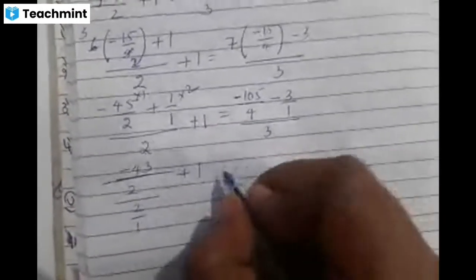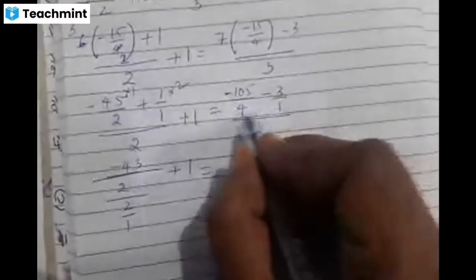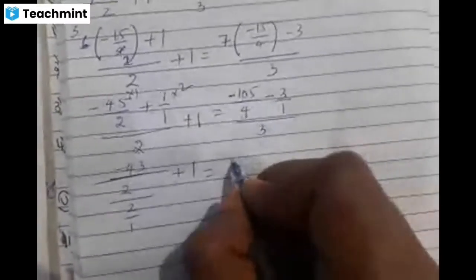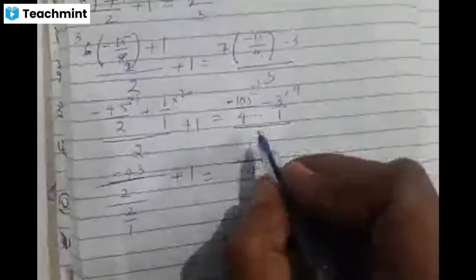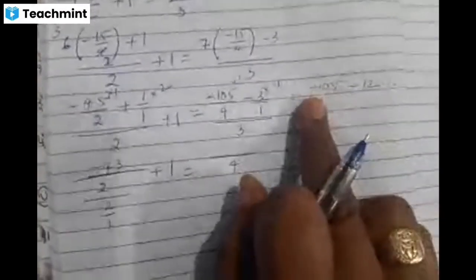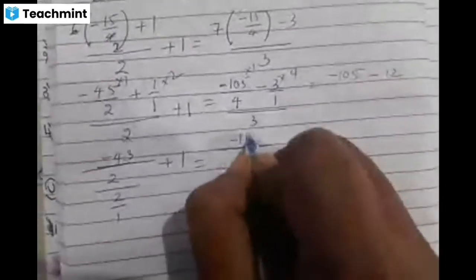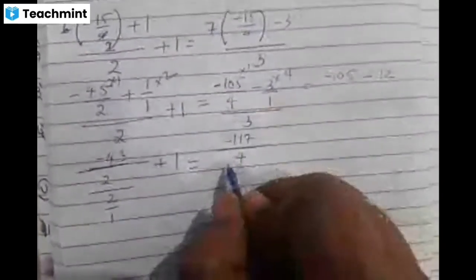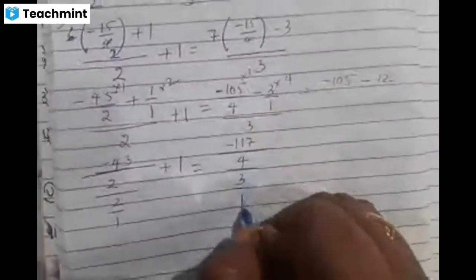2 means 2 by 1, I write. Again you have plus 1 is equal to. Now it is time to add or subtract these two. 4 and 1, LCM is 4. 4 ones are 4, 1 fours are 4. Minus 105. Here you get minus 105 minus 3 fours are 12. So minus 105 minus 12 will be minus 117 divided by 4, whole divided by 3, means 3 by 1.